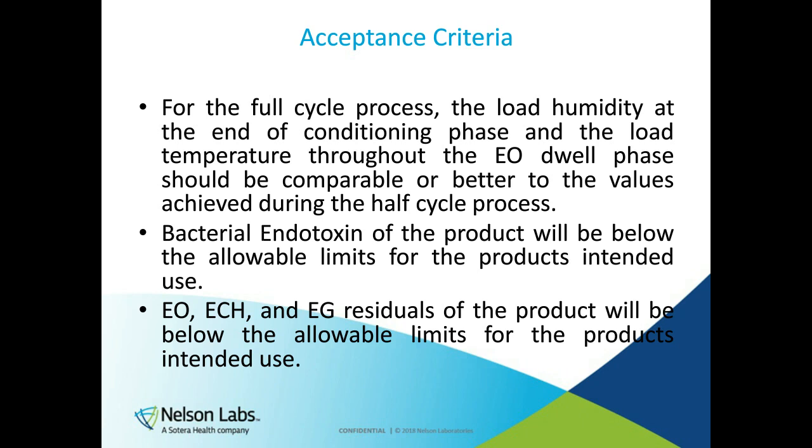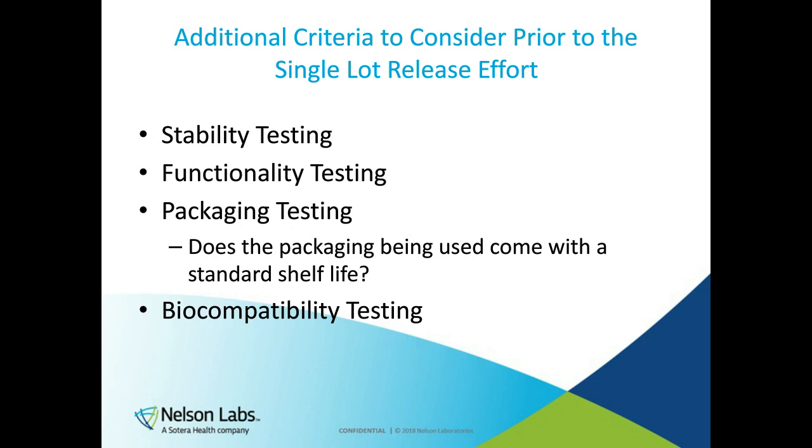Some additional criteria that you'll need to consider, but usually is not included within the scope or protocol of a batch release, and this is usually done up front, is your stability testing and any type of functionality testing. You also need to take into consideration your packaging. When choosing your packaging, you'll want to confirm if it does come with a default shelf life. Some packages do come with that type of claim, but you'll want to make sure that you identify how quickly the package or the product will be used after the single lot release. And of course, you'll always want to take into consideration your biocompatibility testing prior to any type of clinical trials.